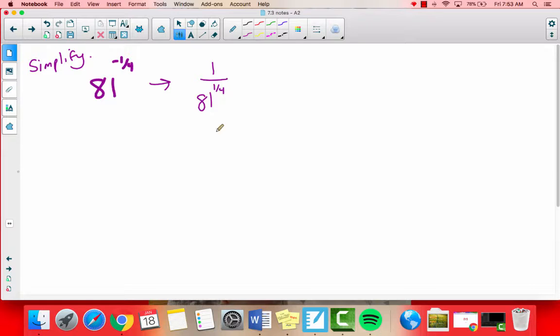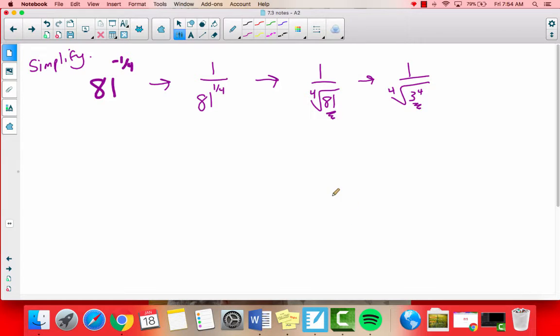Hopefully you remember that rule. But then it's hard to know what 81 to the 1/4 is just looking at it this way. So the easiest thing to do in this case is to change it to its radical form. So I'm going to have 1 over the 4th root of 81. And then the problem here is that we can't easily see if this is going to cancel nicely. Okay, you may not know what your 4th roots are off the top of your head. However, we could figure out that 3 to the 4th gets us 81. So I could go ahead and rewrite this as 1 over the 4th root of 3 to the 4th. So I just changed the 81 to a 3 to the 4th.